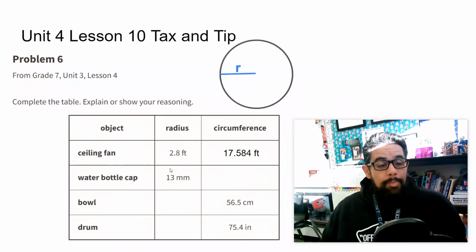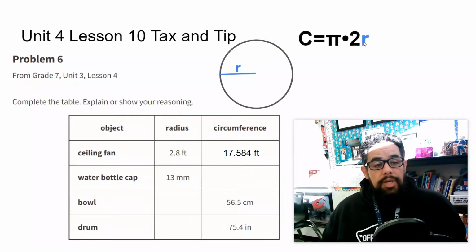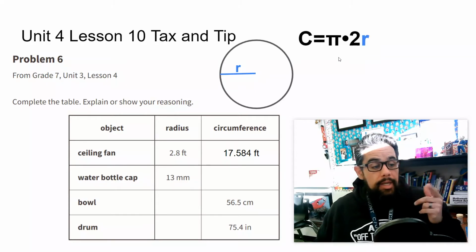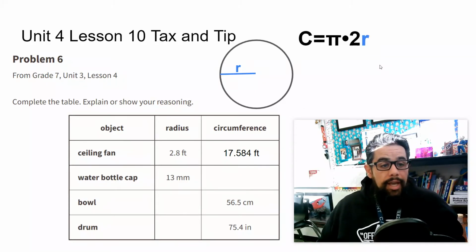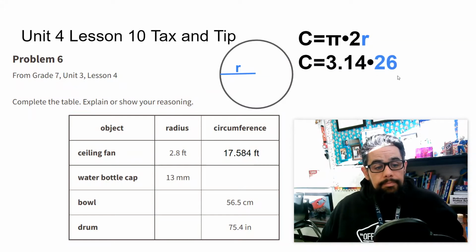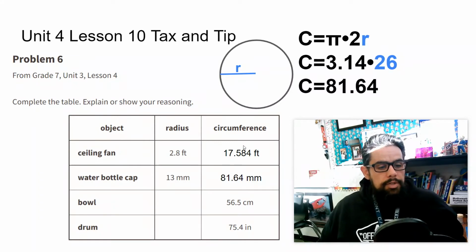For the water bottle cap, I have the same thing, right? Same process of finding it. 2 times the radius, then times pi. The radius is 13. I double that and I get 26. Then times pi, 3.14, and I get 81 64 hundredths. Okay, so these two are simple, just multiplying. And just remember that you need to multiply by the diameter, which is double the radius. So not just times the radius, but doubling it.